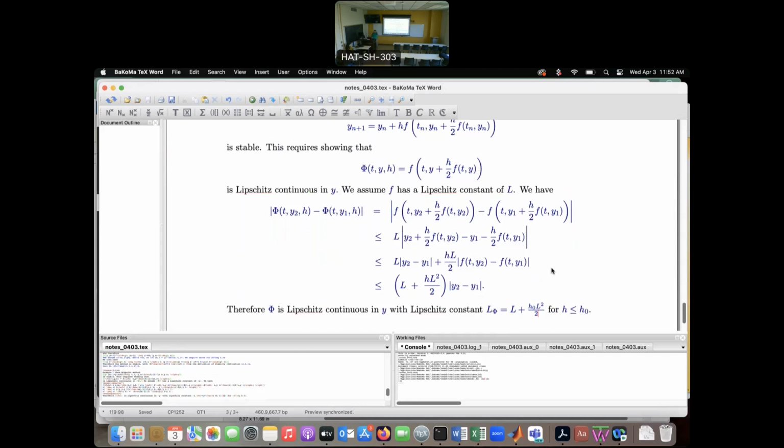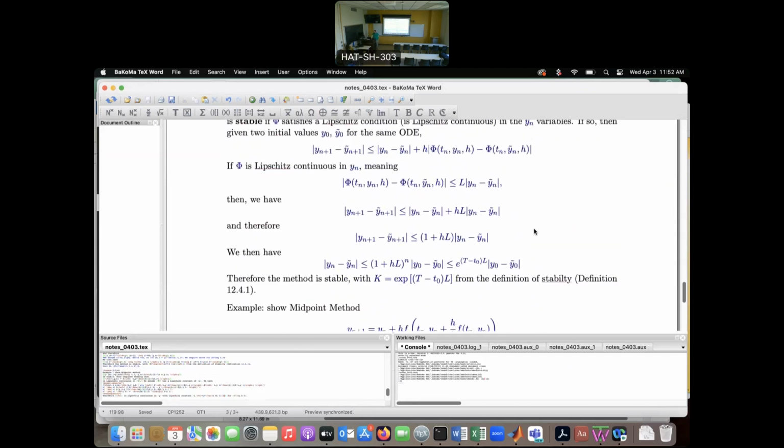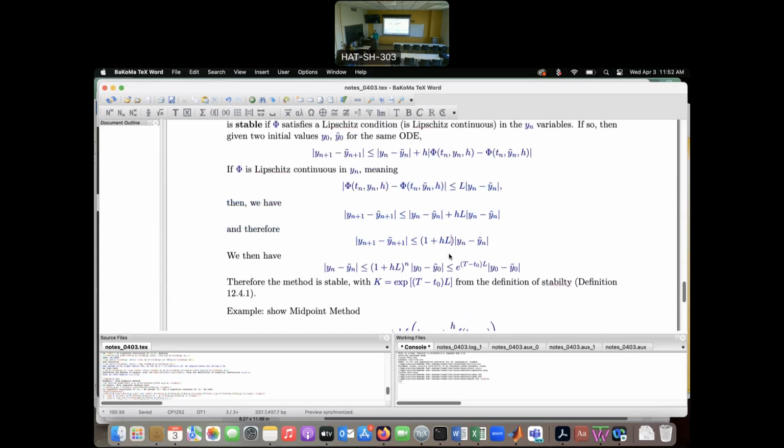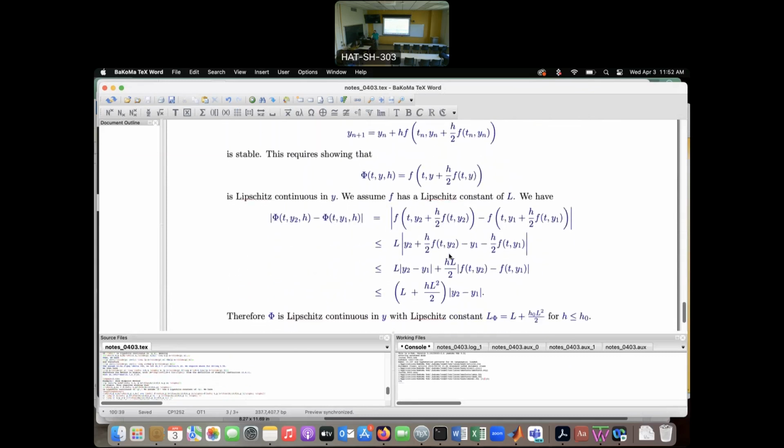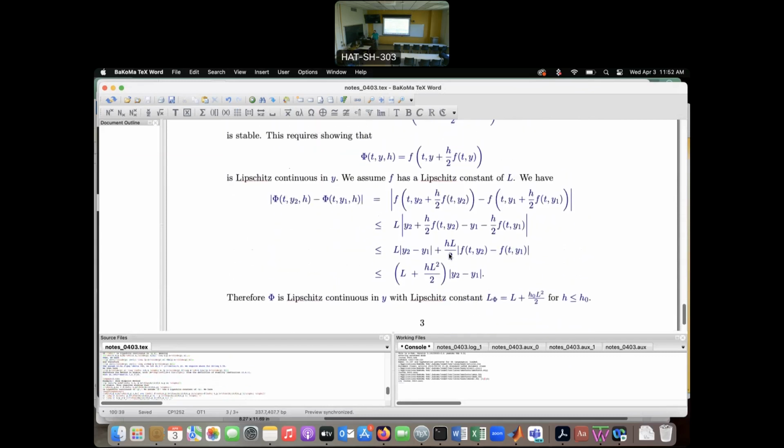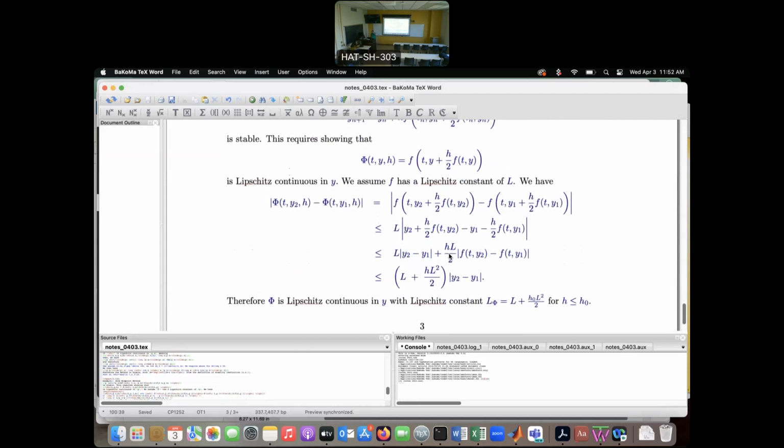And so now I have enough to conclude immediately, based on the analysis conducted up here, that the midpoint method is stable. So if we know a Lipschitz constant that is bounded independently of h for h sufficiently small, then you're good to go.